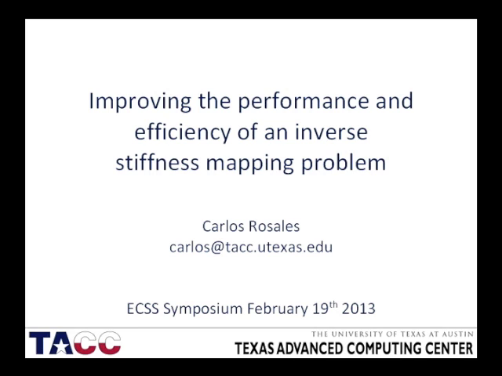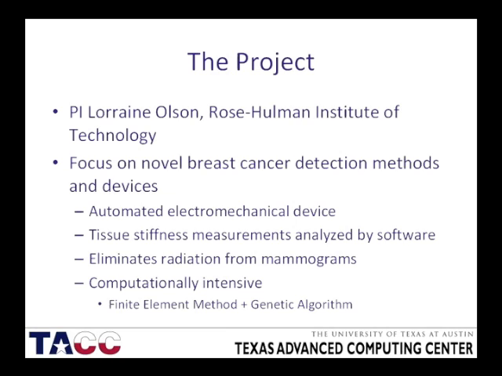I'm going to talk to you about a project that I started with Lorraine Olson. She works on novel ways to improve breast cancer detection techniques. And what Lorraine wanted to do was to stop using mammograms because they have the inconvenience of radiation, so they're only applied to people in certain risk groups. She wanted to use tissue stiffness measurements analyzed by software to tell us when there is a possibility of having cancerous tissue in the breast.